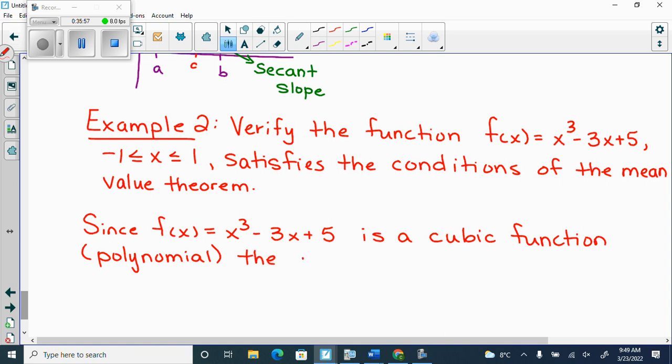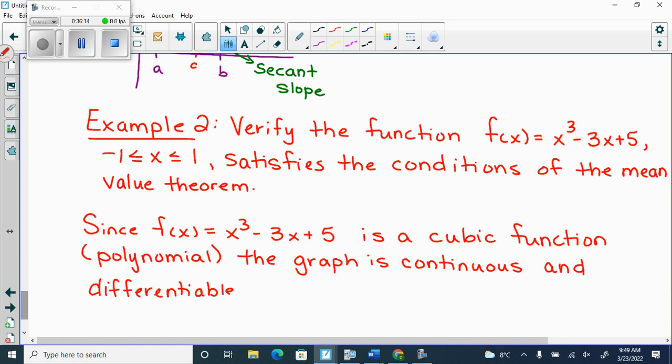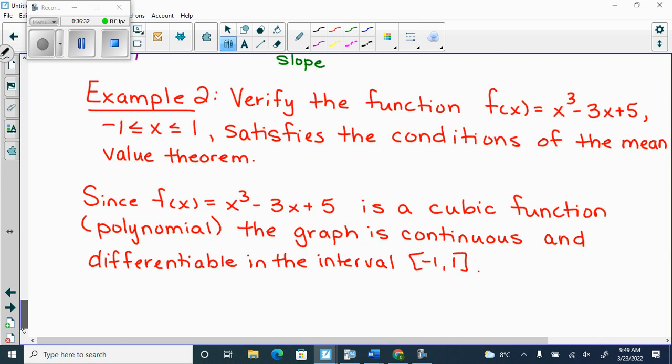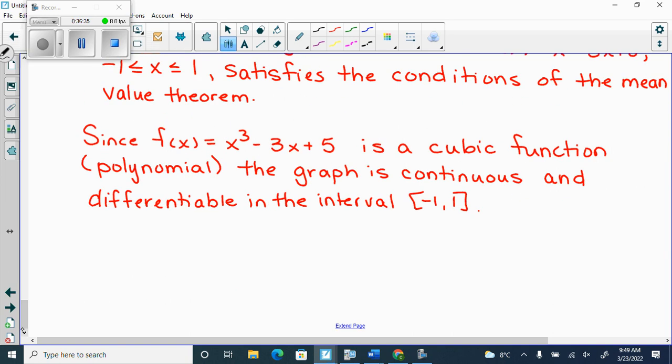The graph is continuous and differentiable. The interval. And then the conditions of the mean value theorem are met.